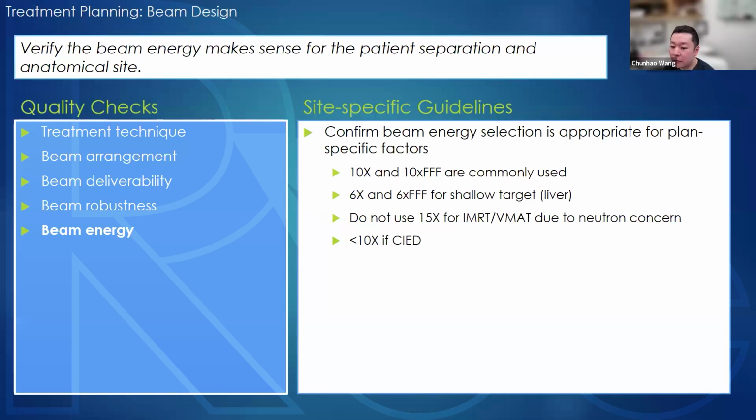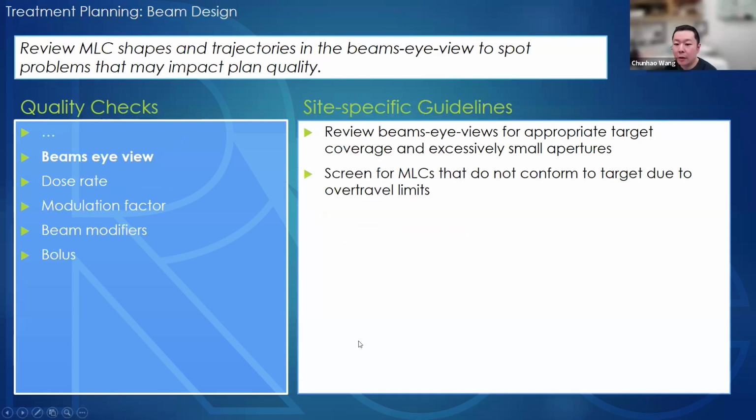And we do not use 15X for IMRT or VMAT delivery here due to the neutron consideration. And if the patient has a pacemaker or any other cardiac implantable electronic device, according to our TG guideline, you have to use a lower energy, again for the neutron consideration. So for beam design, we have to review the beam's eye view for appropriate target coverage and excessively small apertures, and screen for MLCs that do not conform to the target due to overtravel limits.